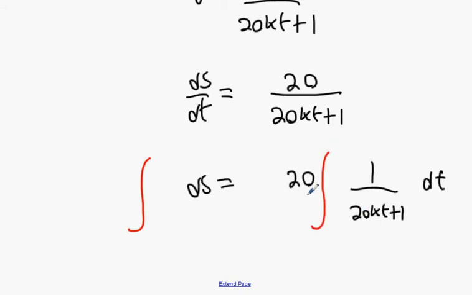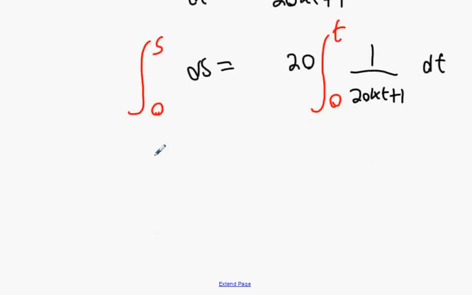And what are your limits? Because 20 is a constant, I'm going to keep it on the outside. 20kt plus 1, however, has a variable t in it, so it's not a constant. What are our limits? It says how long does it take to cover, so we'll go for s to 0, and on this one we'll go for 0 to t. This here is going to be equal to s from s to 0.